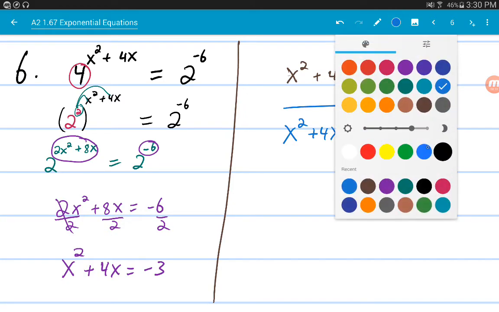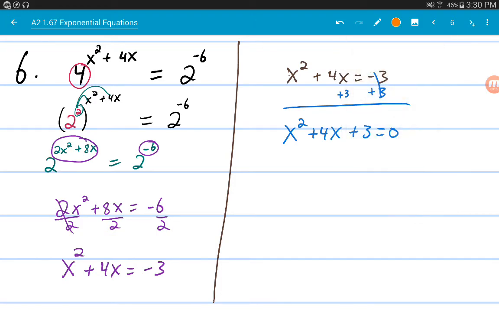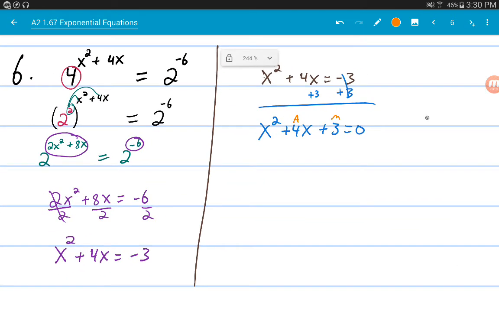And now I know it's a throwback, but you definitely know what to do here. 2 things that'll add to 4 and multiply to 3. So let's think of what multiplies to give me 3. 3 times 1, and negative 3 times negative 1. Well, 3 and 1 would add to 4. So those are going to be my 2 numbers.